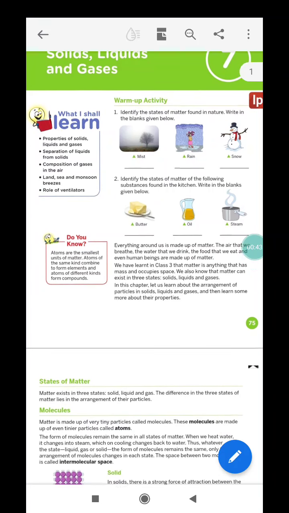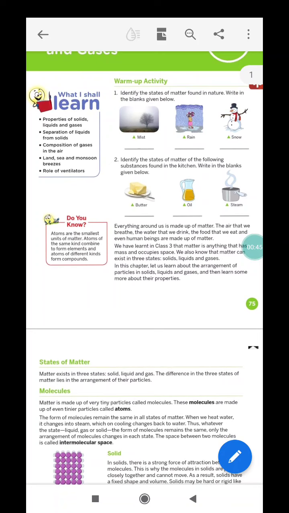Now in question number 2, identify the states of matter of the following substances found in the kitchen. Write in the blanks given below. So butter, we are finding it in the solid state. Oil, that is in the liquid state. And steam, the vapor, is in gaseous state, that means gas.